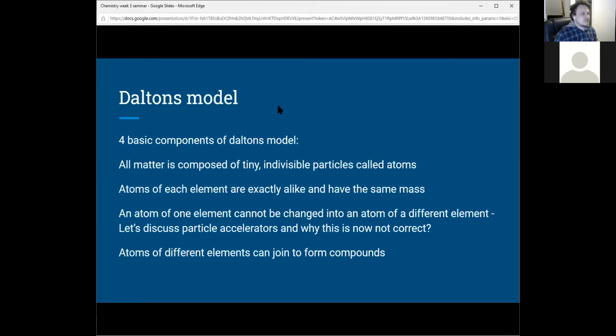So Dalton was the 1700s. Tiny indivisible particles called atoms. The atoms of each element are exactly alike and have the same mass. He was kind of right there, but we now know we have isotopes. So he was kind of right. An atom of one element cannot be changed into an atom of a different element.